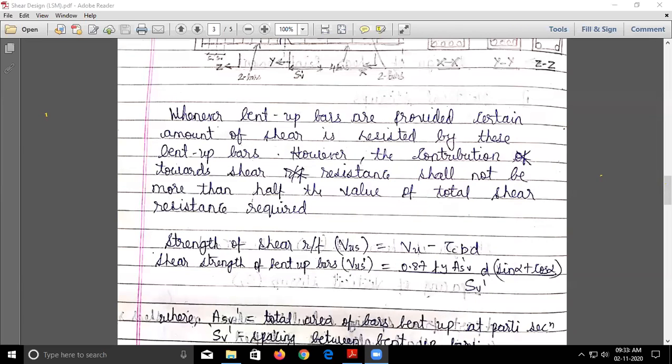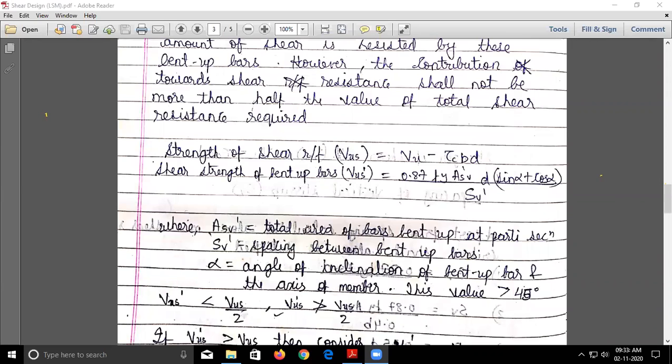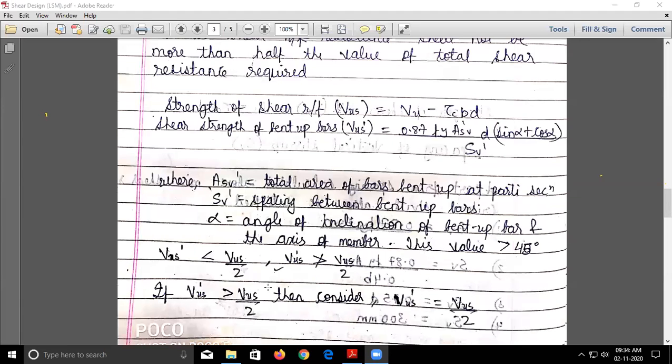So this is the shear strength of the bent up bars in this case, where you can see the different terms. A'sv is the total area of the bent up bars at a particular section. Sv dash is the spacing between the bent up bars. Alpha is the angle of inclination, and this value should generally be greater than 45 degrees, we assume, not less than 45. Okay, this condition you already know, that Vus dash should be less than Vus by 2. If it is more than that, then we will consider Vus dash equal to Vus by 2. Is this clear, everyone?